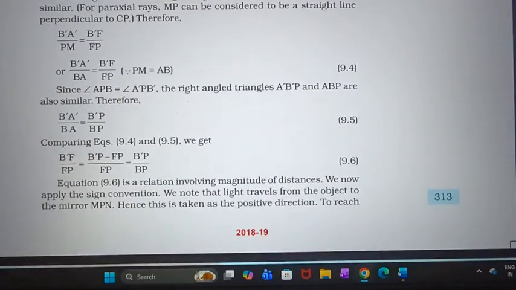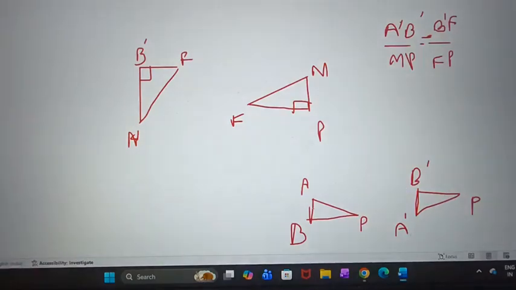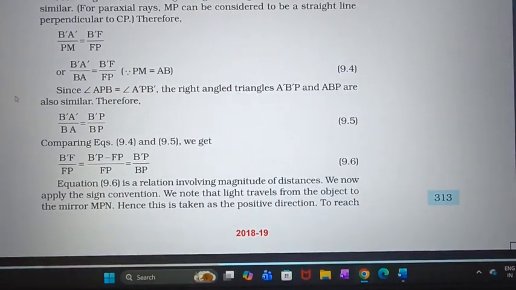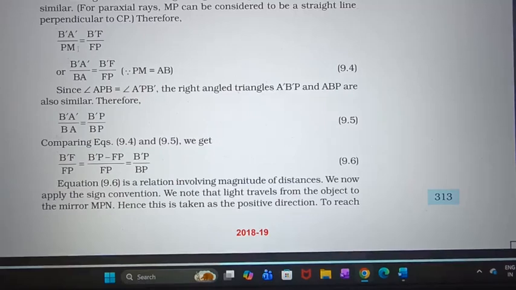B dash A dash by BA. Then take the horizontal line B dash P, divided by BP. B dash P divided by BP. Now if you compare this equation with this equation, what is happening? The LHS is the same. So what can you do? You can equate the RHS.